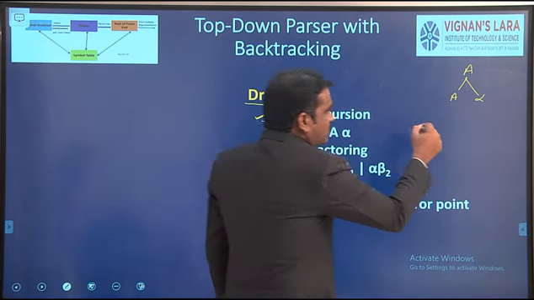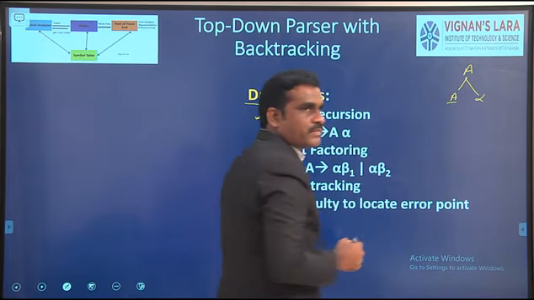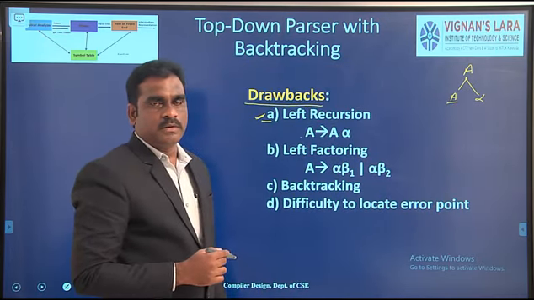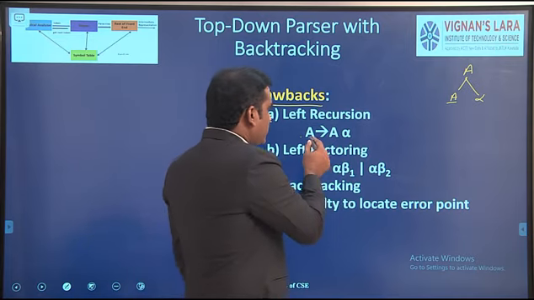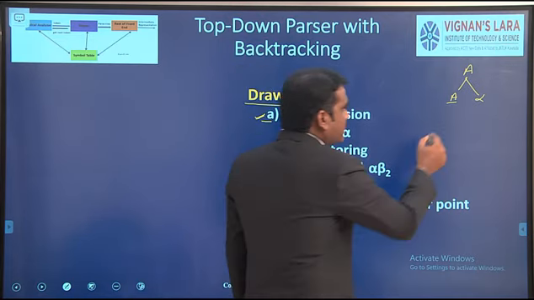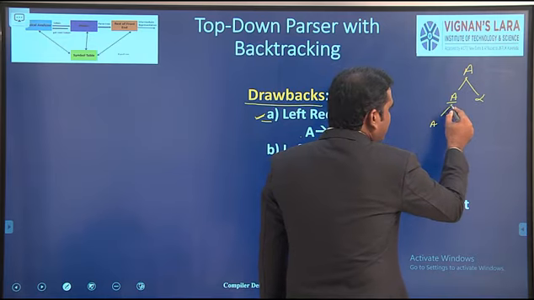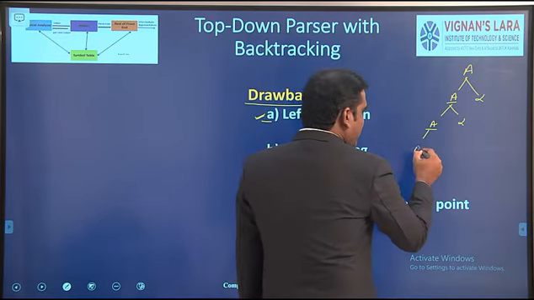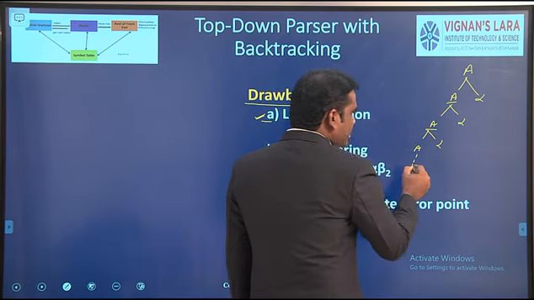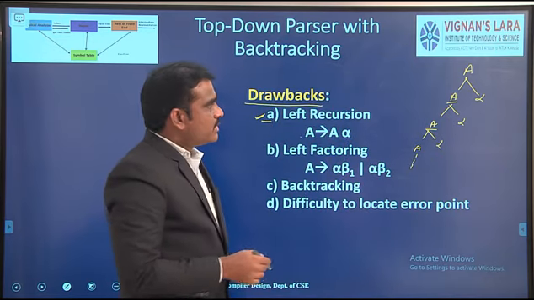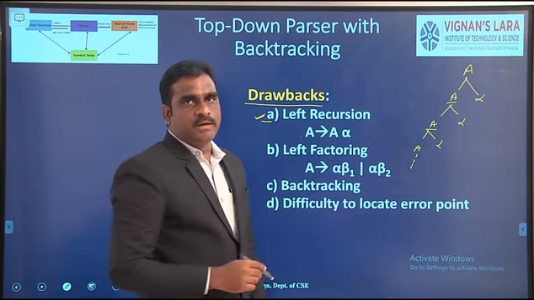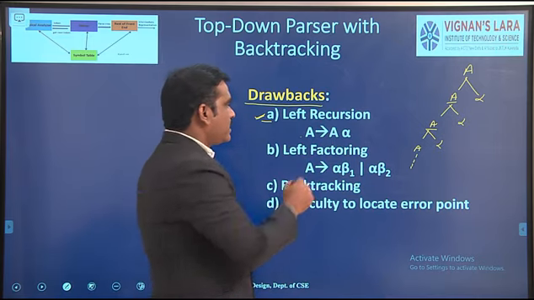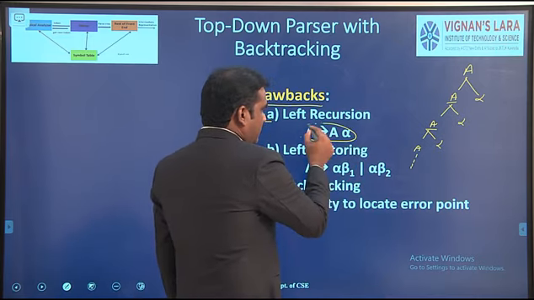Again, the next step. What is A? Again, A is a non-terminal. What is the production? A has only one option. Suppose again A → A alpha. Again A, what is A? A alpha. It is an infinite process, so the tree never ends with a string of terminals. So it is one of the main drawbacks.